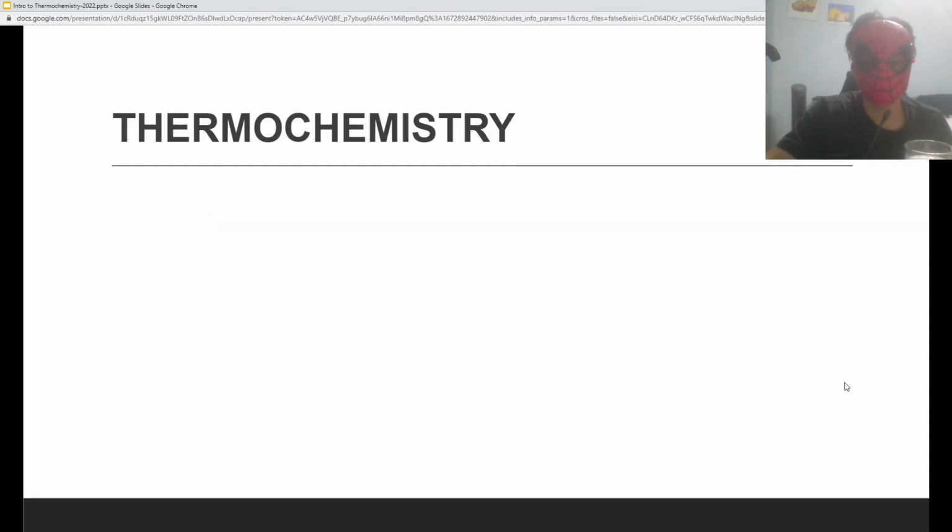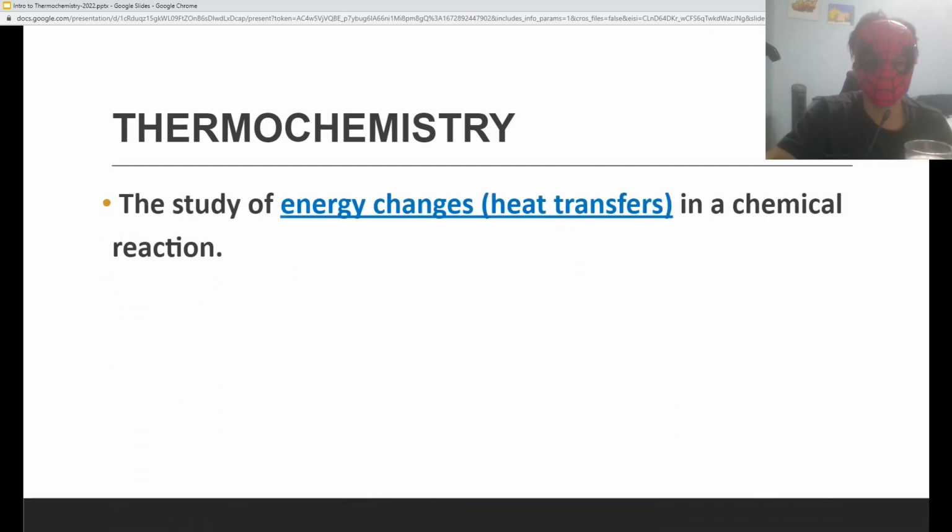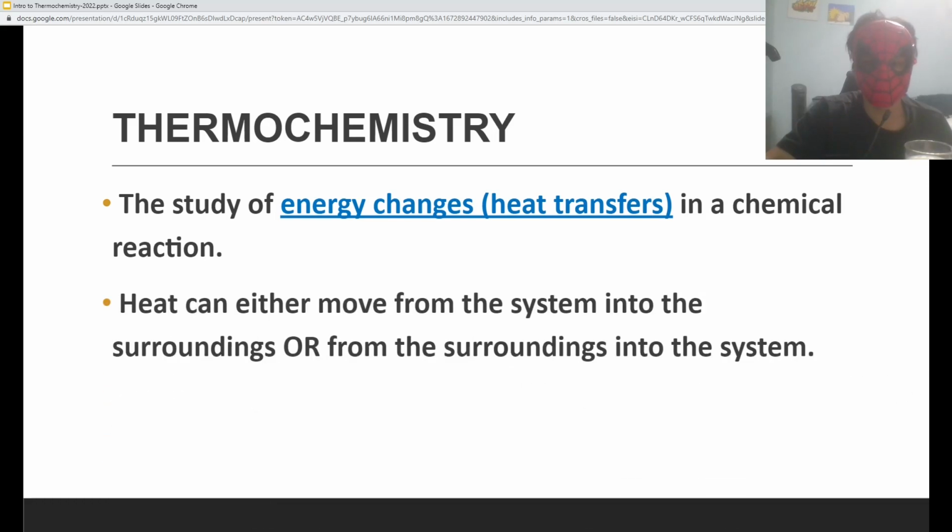In this slide, we are discussing the definition of thermochemistry. Thermochemistry is the study of energy changes that occur during chemical reactions. These energy changes can take the form of heat transfer, which is the movement of thermal energy from one body to another as a result of temperature difference. Heat can either be transferred from the system to the surroundings or from the surroundings to the system.